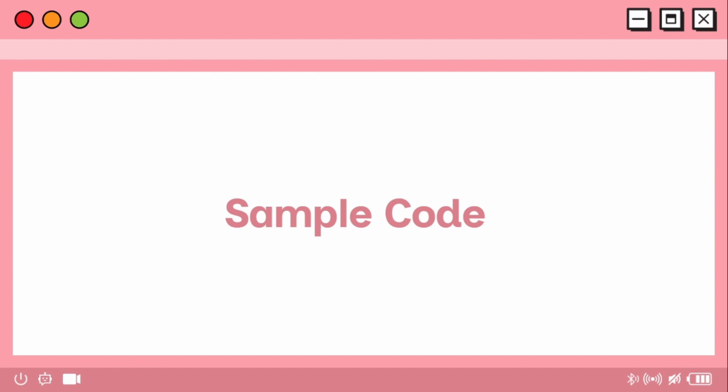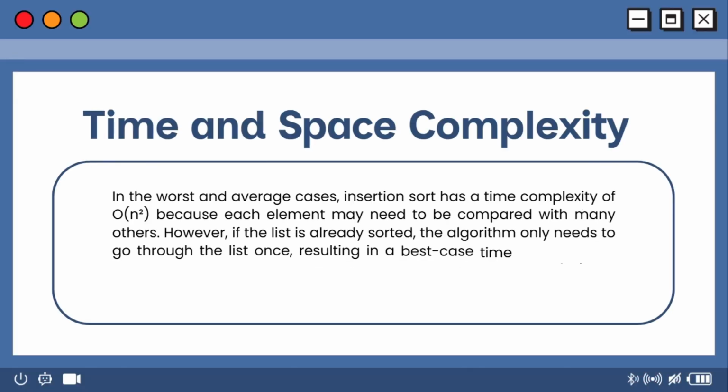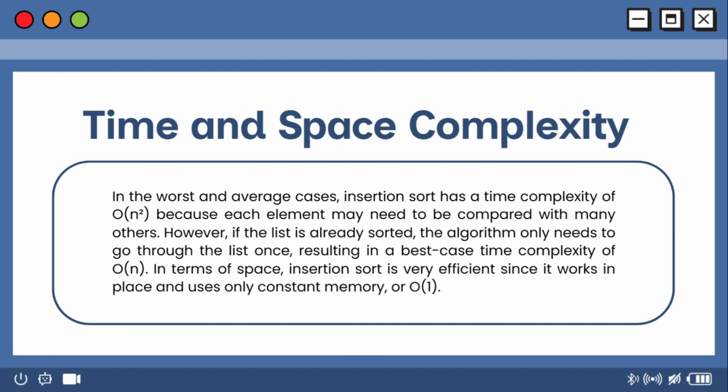Okay. So, mao to siya ang code, sample code na to para sa insertion sort. Now, time and space complexity. Ang insertion sort, in worst and average cases, has a time complexity of O times n to the power of 2 because each element may need to be compared with many others. However, if the list is already sorted, the algorithm only needs to go through the list once, resulting in a best case time complexity of O times n.